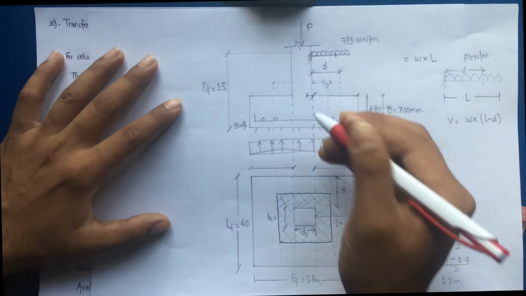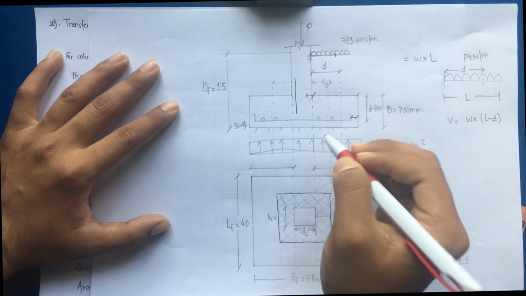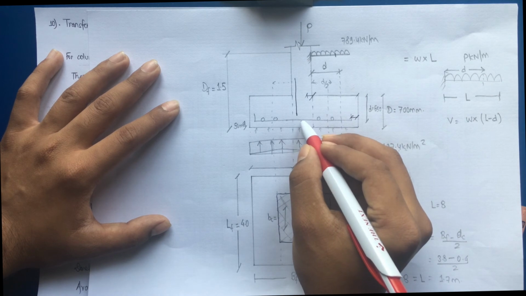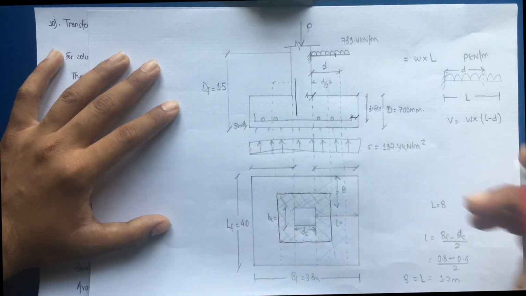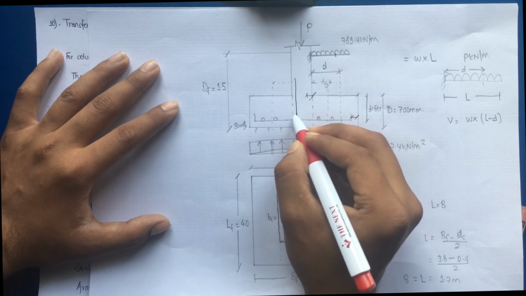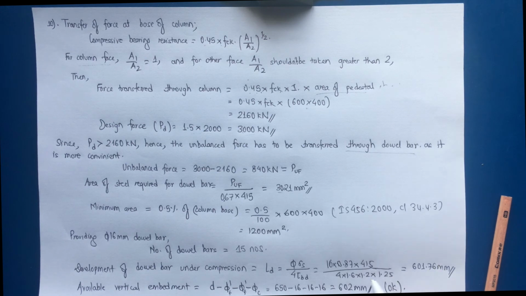Now let me show you. For example, this is the dowel bar that will come into the footing, and the length available will be equal to D minus this bar, that is 16 mm, minus the other bar provided in the other direction, minus the size of this bar as well. So this will come as 602, and the length required is 601.76, so the length available is sufficient.